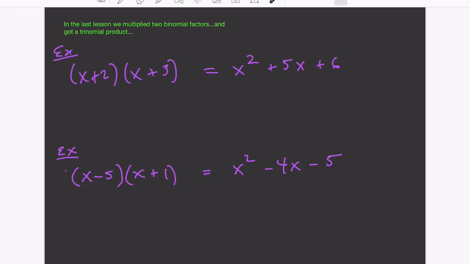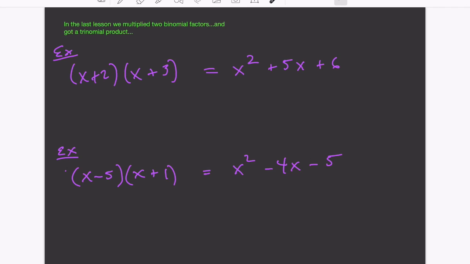In the last lesson, we multiplied two binomial factors. So in this case, that's one binomial right there. That's another right there. And we multiplied those together. And what we ended up with every time was a trinomial, 1, 2, 3, a trinomial factor or product. So these are your factors. That's your product. That's your answer, right?